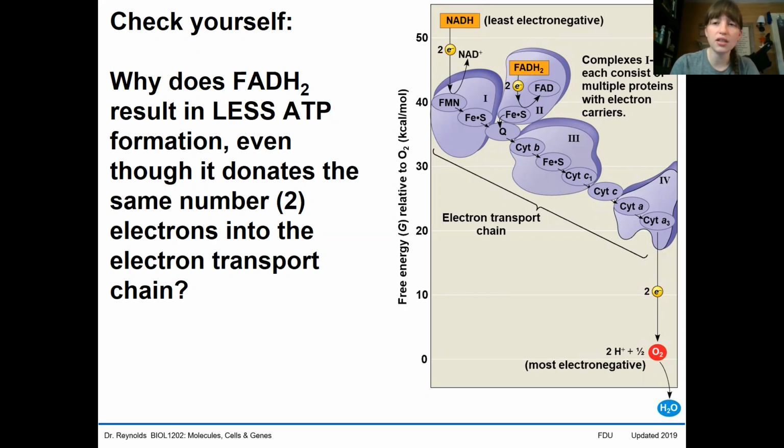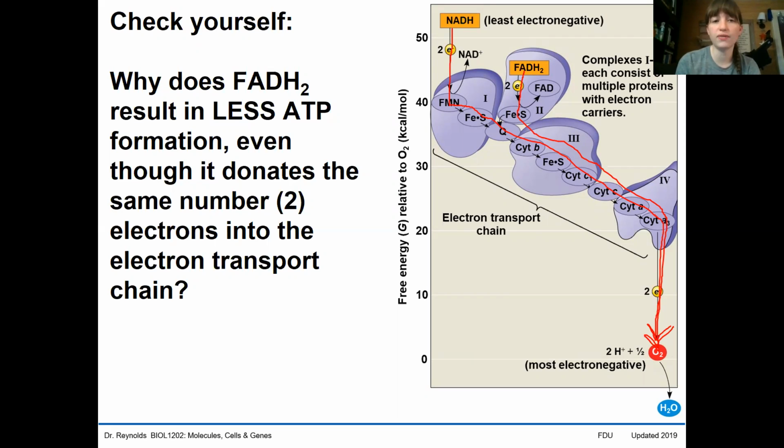Well, if you take a look at the path of the electrons that are being donated, NADH donates electrons here in complex 1. So they're going to pass through complex 1, complex 3, and complex 4 on their way to being donated to oxygen. But the electrons from FADH2 get donated here in complex 2. And since they don't go backwards, they only pass through 3 and 4 on their way to oxygen. So they only go through 2 electron carrier molecules.